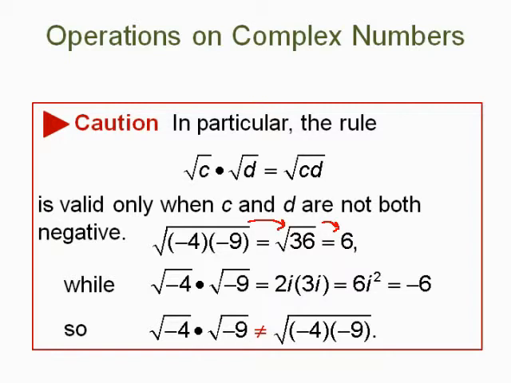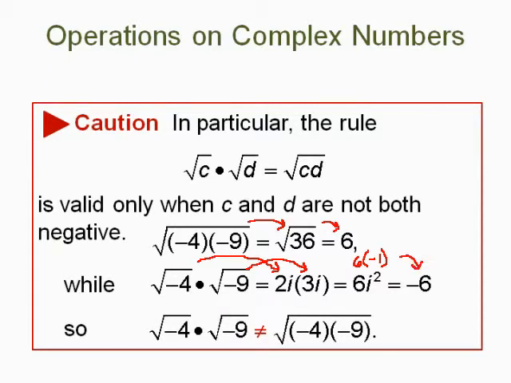Okay, so it says this rule is valid only when C and D are not both negative. Now, look what happens here if you break these two apart using the product rule. If you take the square root of negative 4 times the square root of negative 9, well, the square root of negative 4 we just went over is 2i. The square root of negative 9 is 3i. Now, if you multiply those together and treat them like variables and so forth, you're going to get 6i squared. And remember, i squared is that wolf in sheep's clothing, negative 1, which gives you a negative 6.